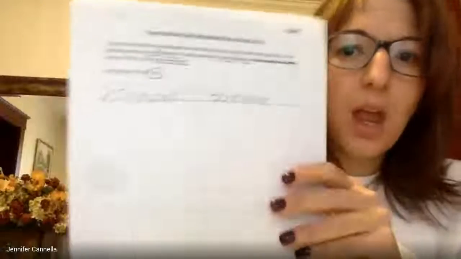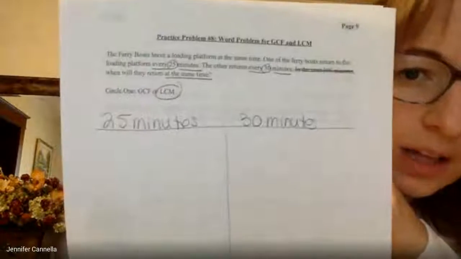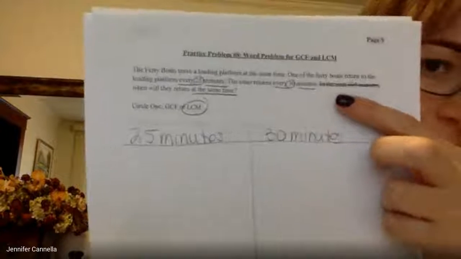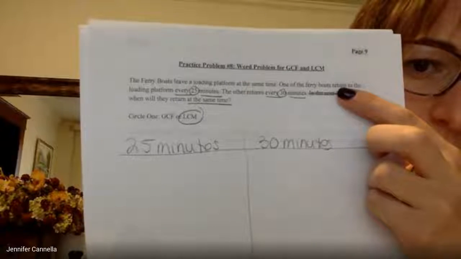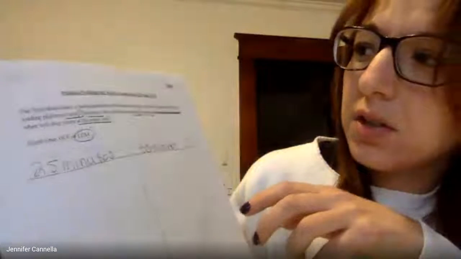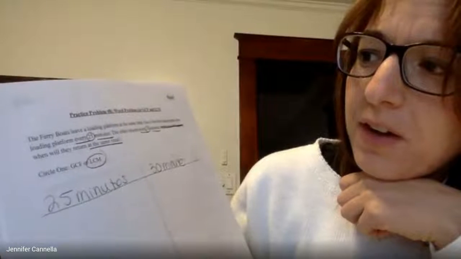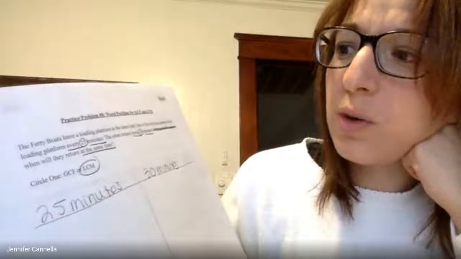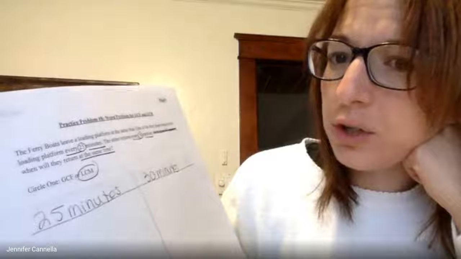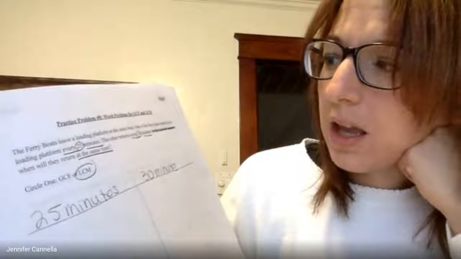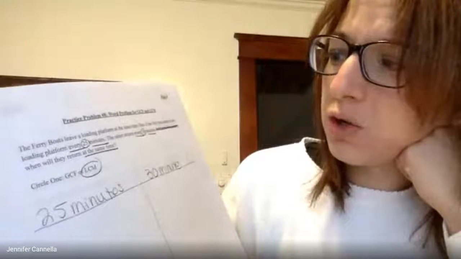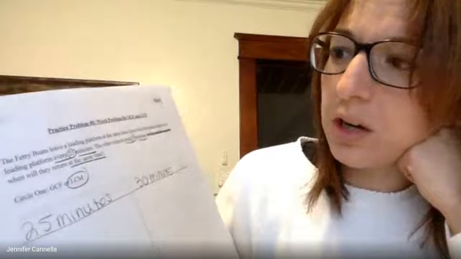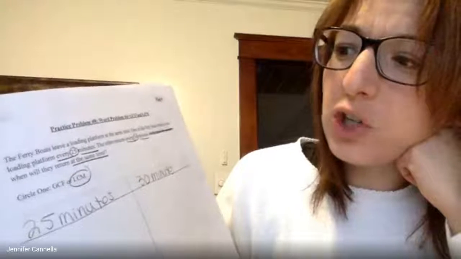Okay. All right. So on page 9, does everyone see how I crossed out something? It says in the next 300 minutes. Cross that off because the question should read this. It says the ferry boats leave a loading platform at the same time. One of the ferry boats returns to the loading platform every 25 minutes and the other returns every 30 minutes. Cross off this in the next 300 minutes. That was a typo. We didn't catch that. Sorry. So it should say, when will they return at the same time?